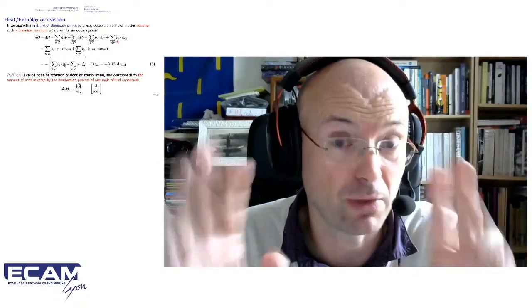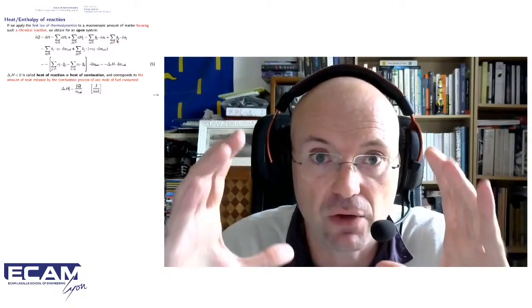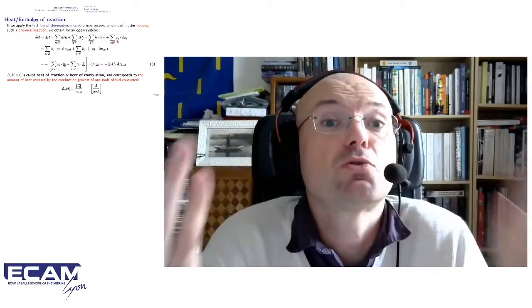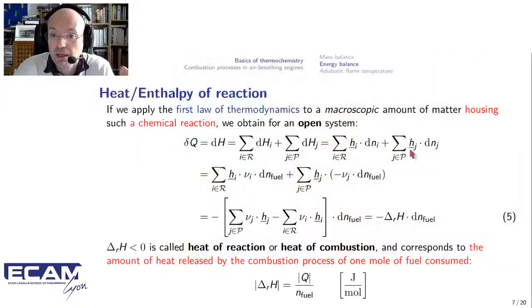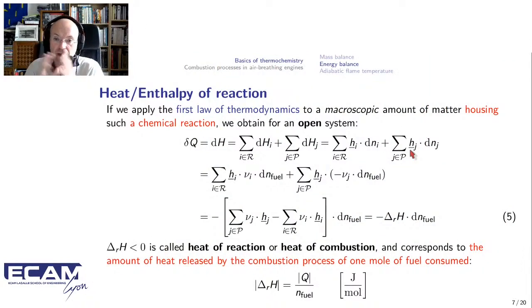So we need to consume it completely. And so you will have a progressive change in the chemical composition of the system, and it will correspond to a change of enthalpy. Okay, so if I get back to my equations, I just see that I have the elementary variation of enthalpy of the system, which is due to the change of its chemical composition.